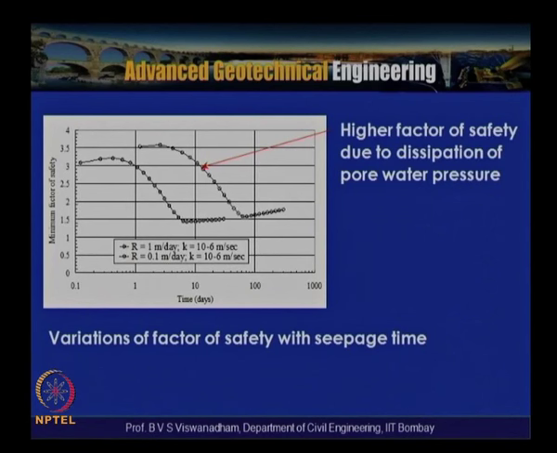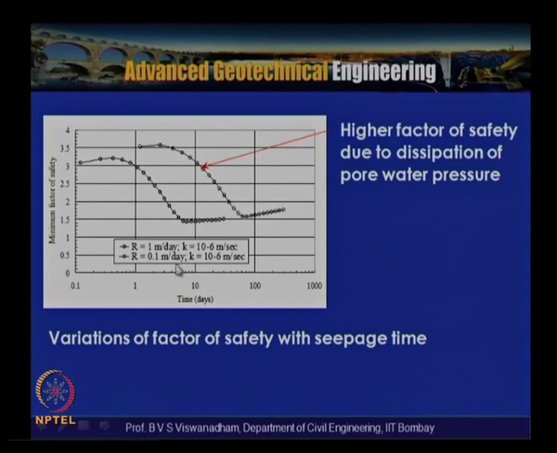The same thing is presented here with the variation of factor of safety with the seepage time, with drawdown rates of 1 meter per day and 0.1 meter per day. The rapid drawdown of 1 meter per day gives a very low factor of safety compared to the relatively slow drawdown. So, when the drawdown rate is high, because of the high pore water pressure development, the factor of safety of a slope can be endangered. Higher factor of safety due to dissipation of pore water pressure can be seen, with the minimum factor of safety plotted against time in days.